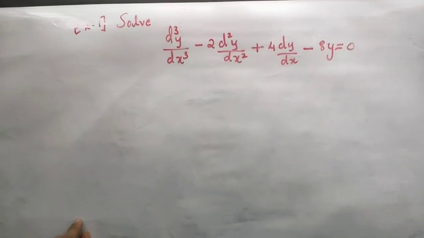Let us continue with the problems on the topics which we have discussed in the previous session. In the previous session we discussed the theory related to these types of problems. Here I have just given you one example. Solve d cube y by dx cube minus 2 times d square y by dx square plus 4 times dy by dx minus 8y is equal to 0. Now this is a linear differential equation of order 3.